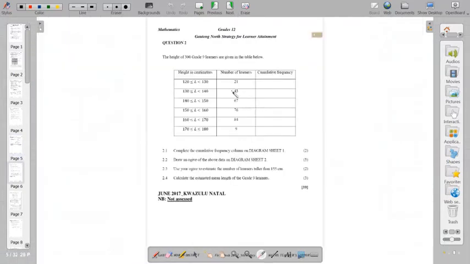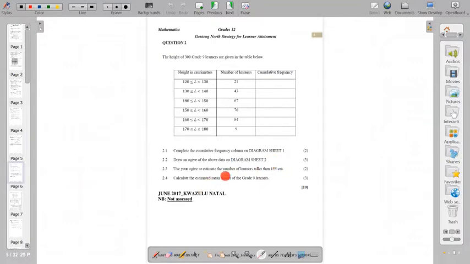Okay, we have another question with the ogive and cumulative frequency. So it's just like the first question. I'm just checking, is there anything different? So we can skip that. This estimation, a number of learners taller than 155, we will be using the ogive, okay.